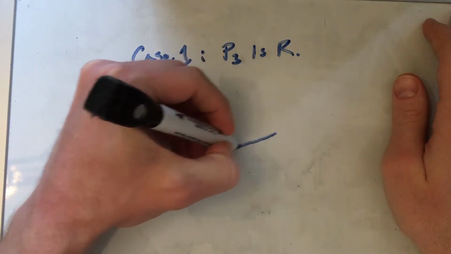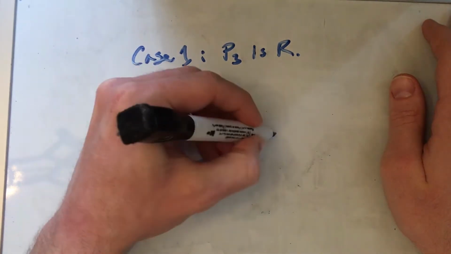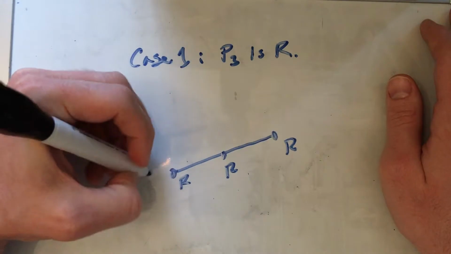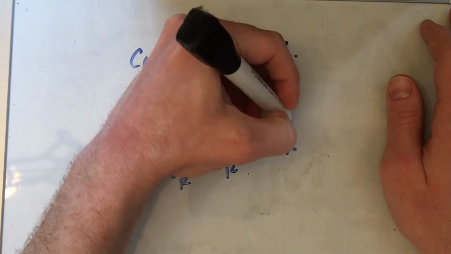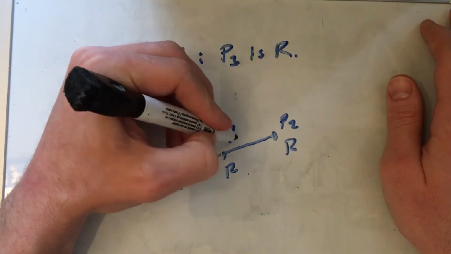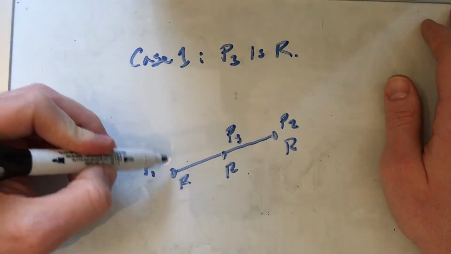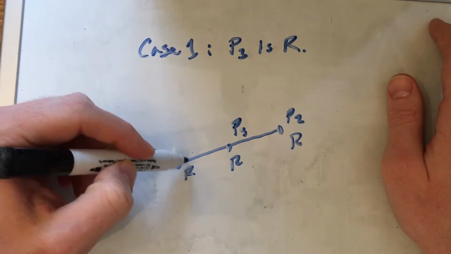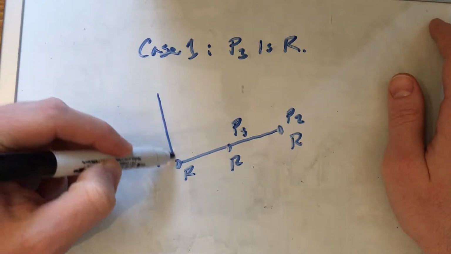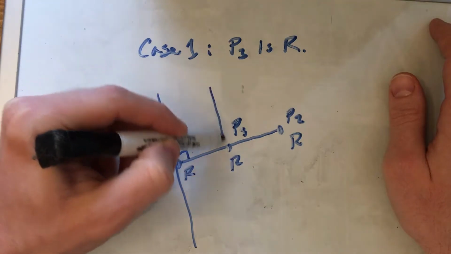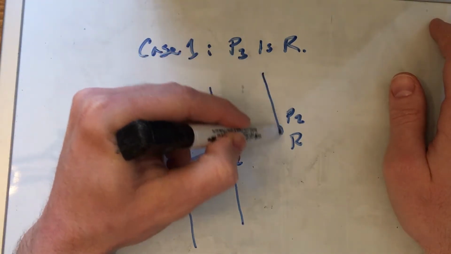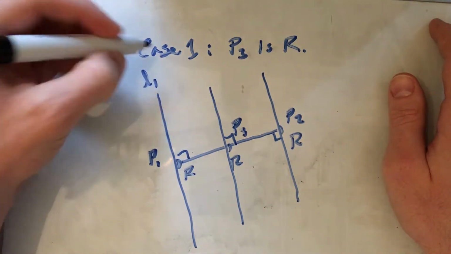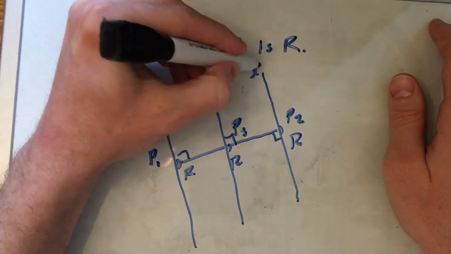So here we're going to assume that the midpoint is red. So this is red, this is red, this is red. And remember, this is P1, we're calling this guy P2, and this guy we're calling P3. So what we're going to do is actually draw 3 parallel lines, each one perpendicular to this line segment. So here, and here, and here. Now, we can call these line 1, line 2, and line 3.